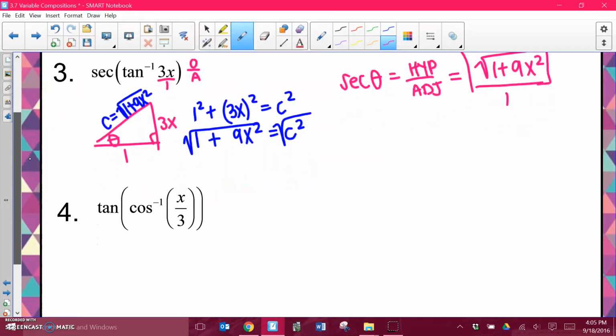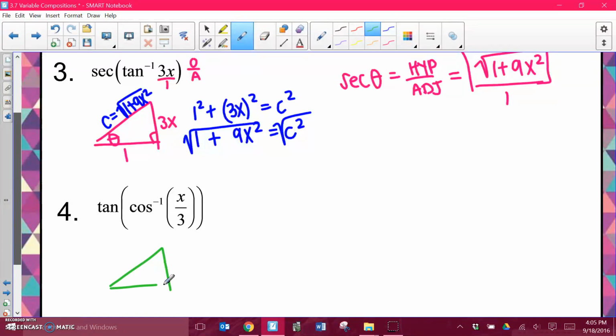And last but not least, example number 4. Again, we're going to draw our triangle. Since there's a pattern here, just always draw a triangle. You know that your cosine is going to be your adjacent over your hypotenuse using SOHCAHTOA. So my adjacent side is x, my hypotenuse is 3. And then I'm going to go ahead and use the Pythagorean theorem to figure out what this side is. And again, I'm going to call it a. It's not the hypotenuse, so I'm going to call it either a or b.